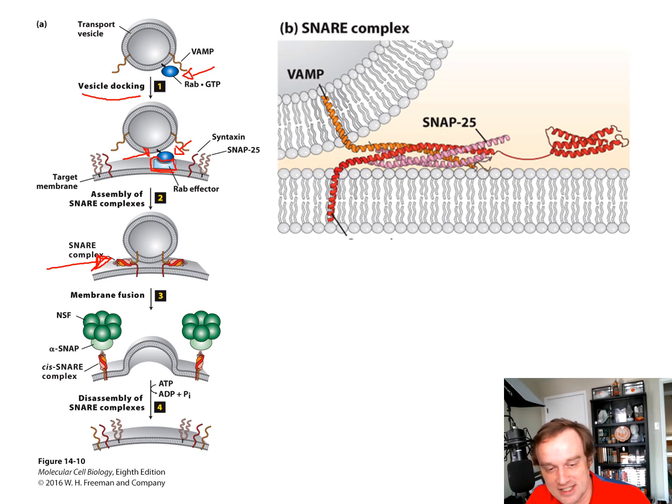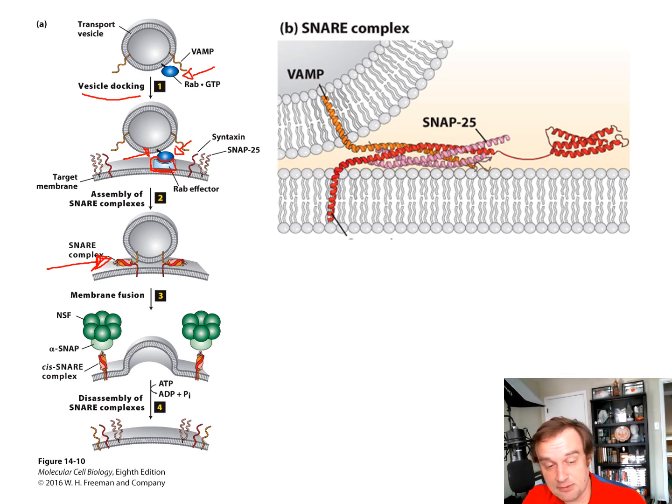And so once that happens, these snare complexes hold the vesicle close to the target membrane. So they're there to make sure that they put everything in the right proximity. And remember, they're specific for where we're targeting to, right? So if we're going to the lysosome, we're going to have different snare proteins compared to if we're going to excrete out of the membrane.